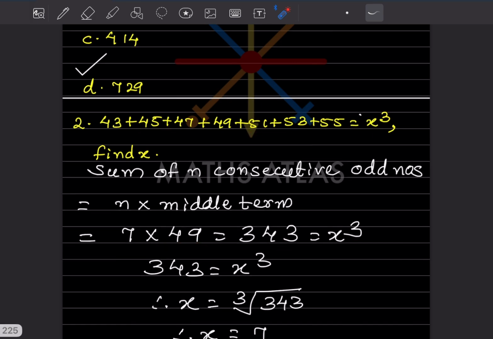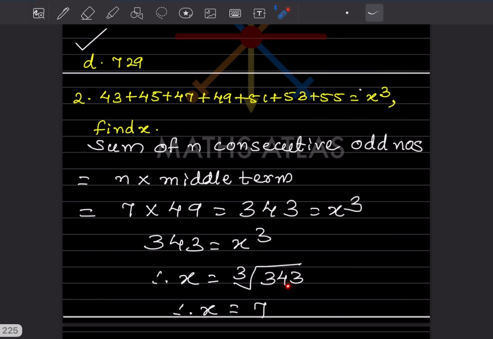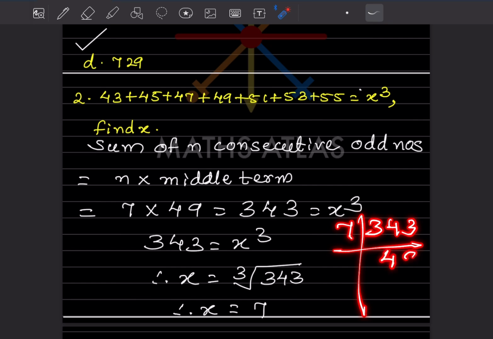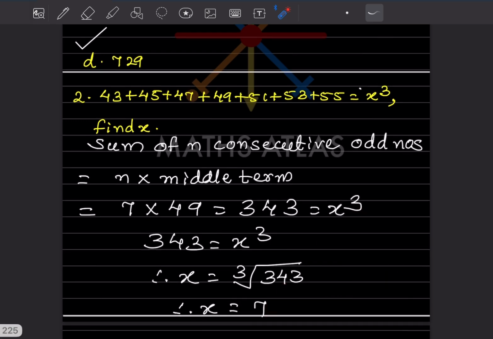So x will be the cube root of 343. If you don't know it directly, you will take the factors of it. This is possible with 7, no other number. So 7 fours are 28 and 7 nines are 63. These are 3 times, so we can say x is the cube root of 343, which is 7. So x is 7.